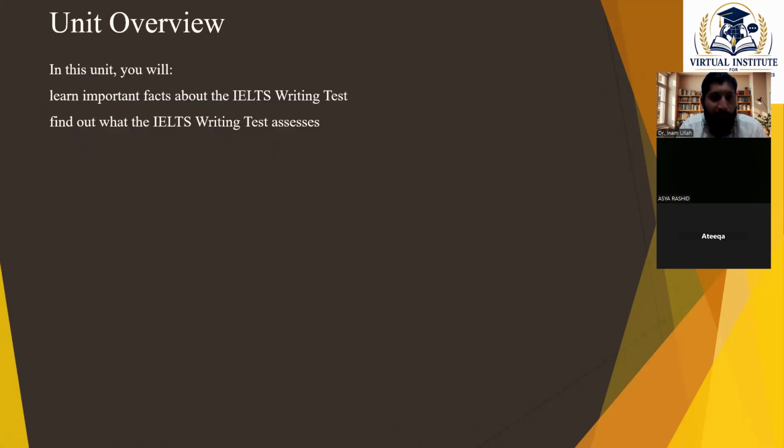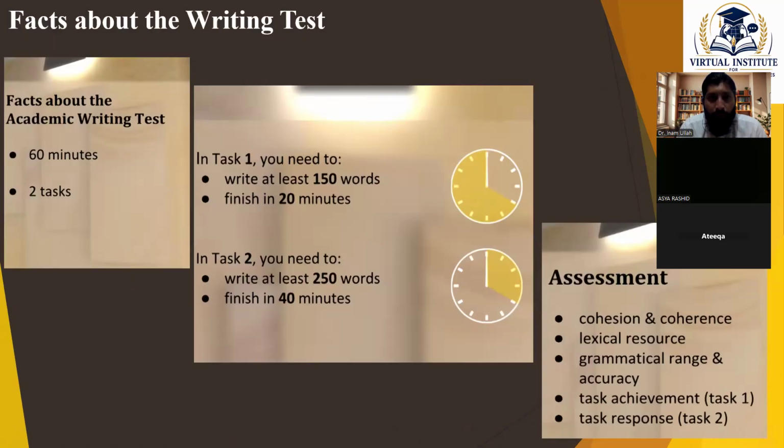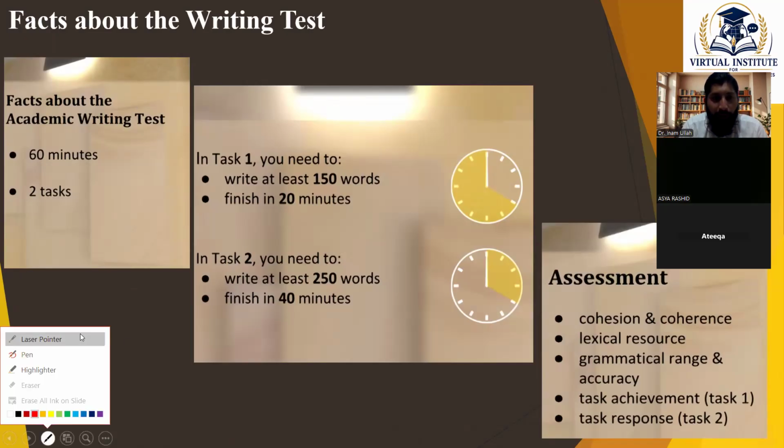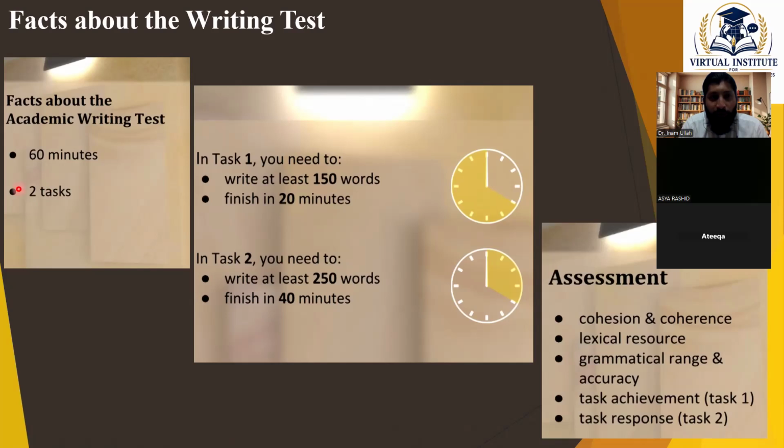Okay, so in today's class, you will learn important facts about the IELTS writing test, right? As we did in our listening part and in our reading part, you will also learn about what the IELTS writing test assesses, and along with that, you will learn about writing task one, right? Okay, so the first thing is about timing. The time of the IELTS writing test is 60 minutes, as you can see here, right? And within these 60 minutes, you will be doing two tasks. You will be given two tasks, and you will have to complete both of them.